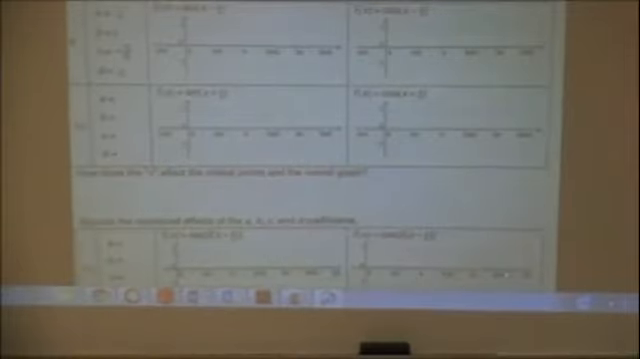Alright, A value is 1, B value is 1, C value is negative pi over 4, D value is 0. Okay, so it looks like minus pi over 4, but we all know that's really plus pi over 4. Your whole graph, this is a phase shift. Your entire graph is just going to shift to the right pi over 4.